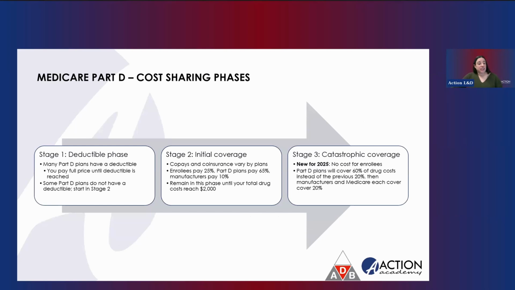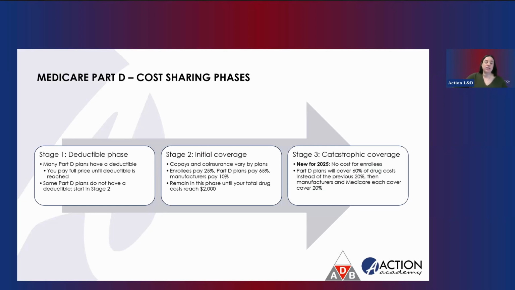There are three stages to cost sharing in Medicare Part D. There is the deductible phase. Many Part D plans have a deductible, but not all of them. You'll pay the full price for drugs until that deductible is reached. Some Part D plans do not have a deductible, and those plans start in stage two, the initial coverage stage. That's the same as it was before. No deductible can be higher than $590 in 2025, but each plan is going to vary, and some might not have one at all.